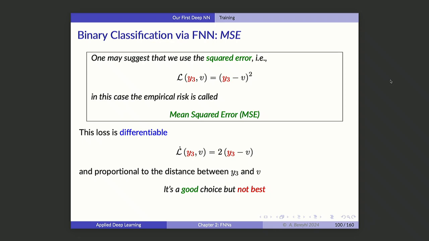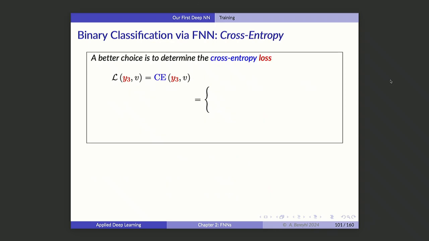The better choice is to use what we call the cross entropy. To understand what the cross entropy is, look at these two terms. This is the cross entropy term between y3 and v. If v equals 1, I'm going to write the logarithm of 1 over y3. And remember, y3 is coming out of a sigmoid function, so it is between 0 and 1. So when is it minimized? When y3 is exactly 1.